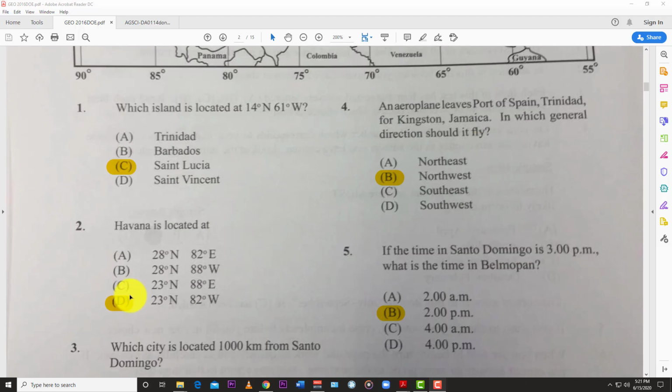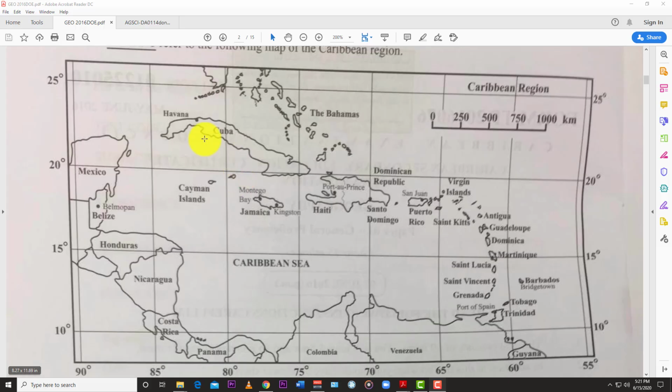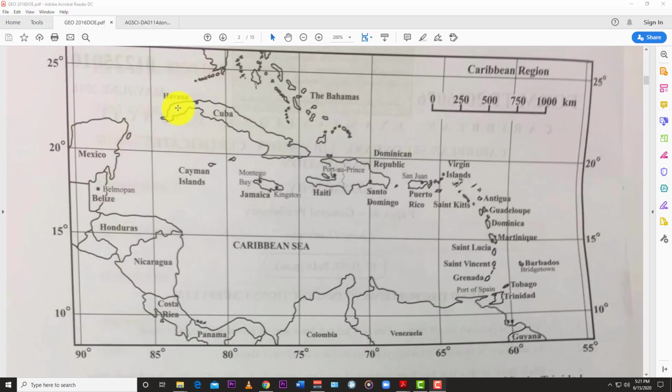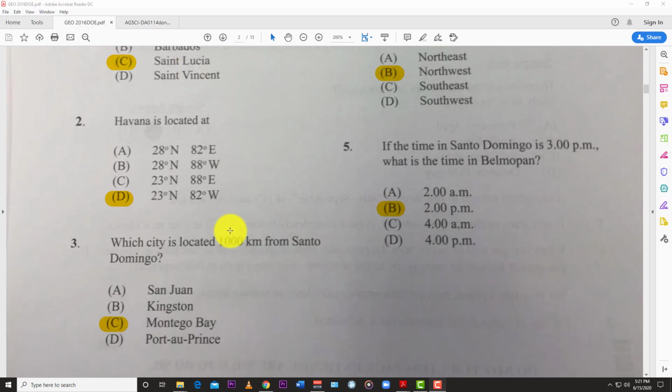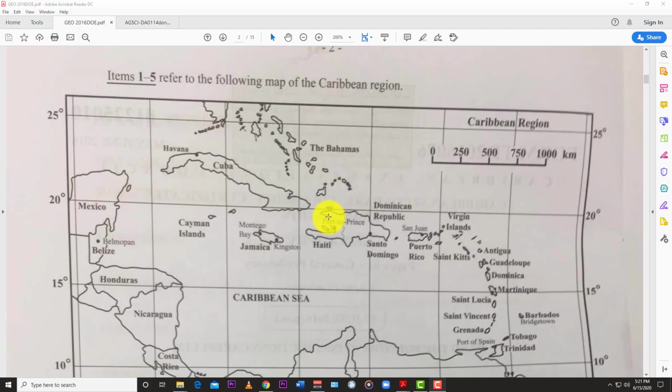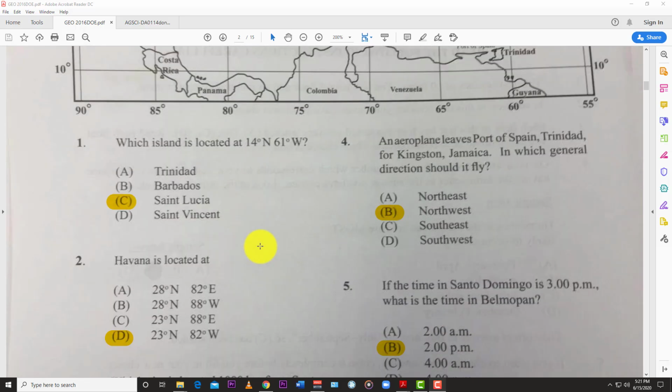Number 2, Havana is located at, and the best answer here is 23 degrees north and 82 degrees west. We have Havana right here, Havana, Cuba, and so we have 23 degrees north, you're going up, and we have 82 degrees to the west. All right, good. Number 3, which city is located 1,000 kilometers from Santo Domingo? The best answer here is C, Montego Bay. We have Santo Domingo right here, and then we have Montego Bay right there. Santo Domingo, Montego Bay.